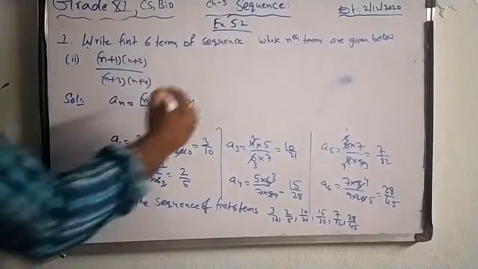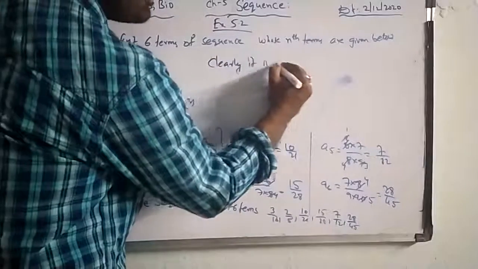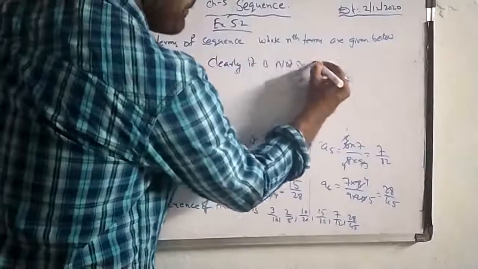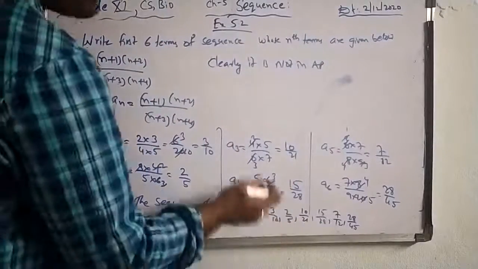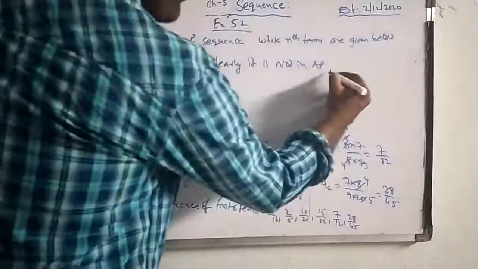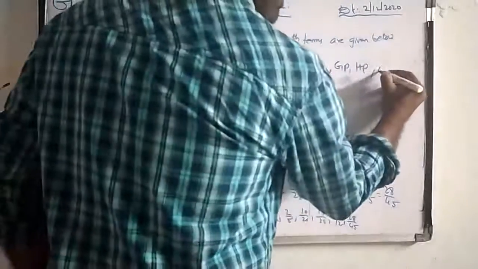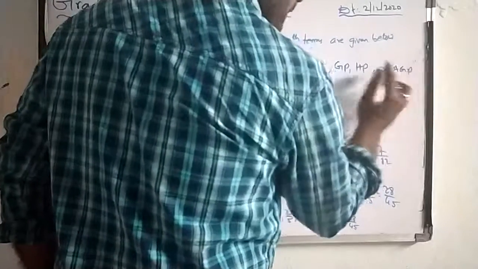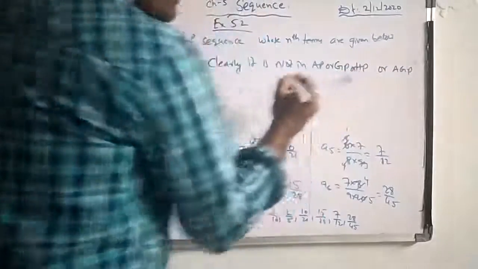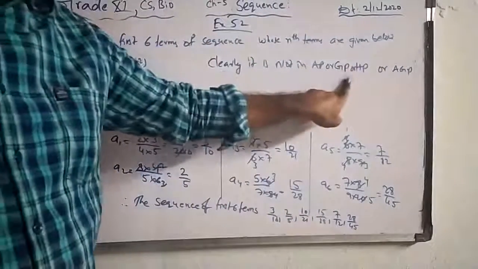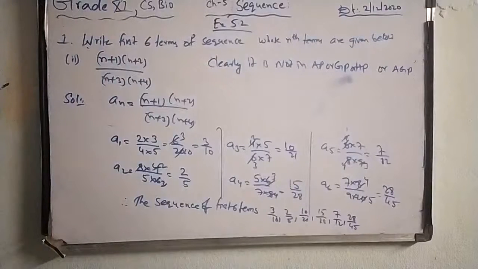So clearly it is not in AP, and the common ratio will also not be the same, so it will not be in GP, as well as harmonic progression or AGP. So it is not in AP, geometric progression, harmonic progression, or arithmetic and geometric progression.